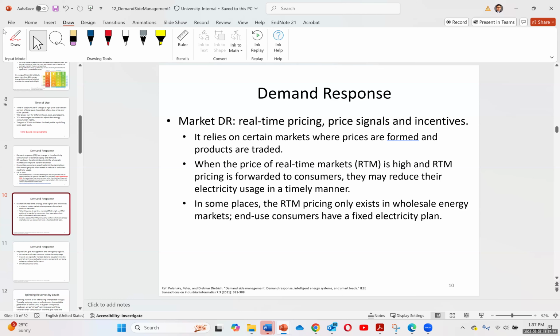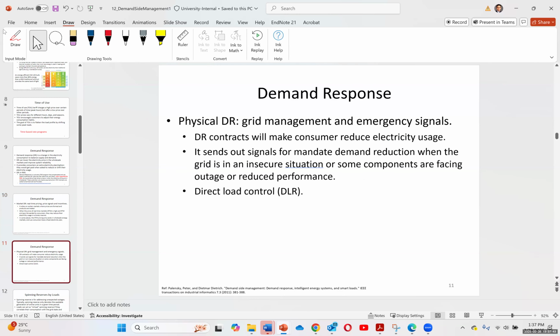So market demand response is the real-time pricing, price signals, and incentives. It relies on certain markets where prices are formed and products are traded. When the price of the real-time market, RTM, is high and RTM pricing is forwarded to consumers, they may reduce their electricity usage in a timely manner. In some places, the RTM pricing only exists in wholesale energy markets. End use consumers have a fixed electricity plan.